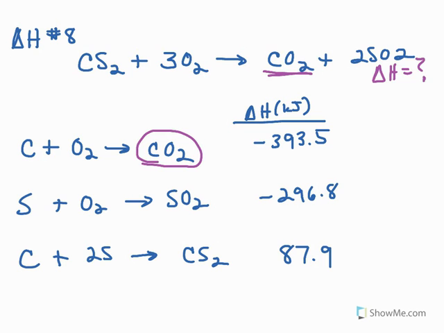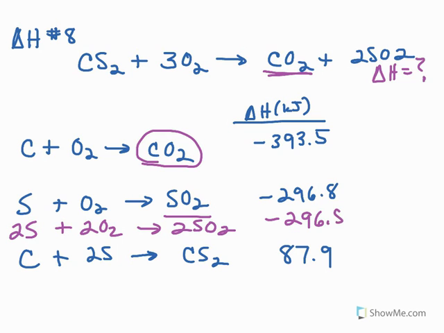The next product, SO2, is on the product side, and it is in this reaction here, but it needs to be multiplied by 2. So I'm going to multiply through the equation by 2, which means that I'm going to also multiply the delta H by 2. And I'm just going to mark through that because I'm done with that one. Now the SO2 in here is on the correct side and it's got the correct coefficient, so I'm just going to circle it so I know I'm done with that one.